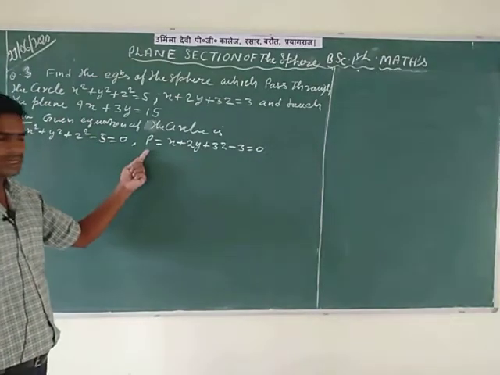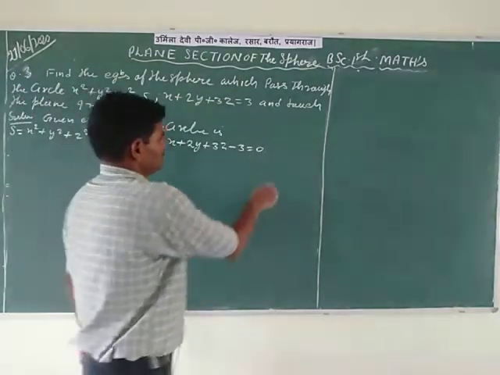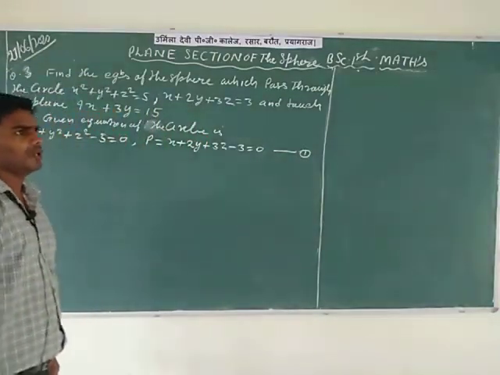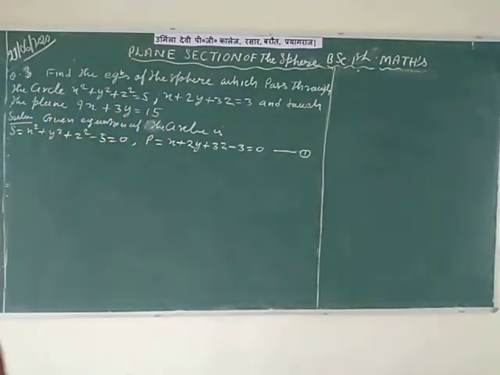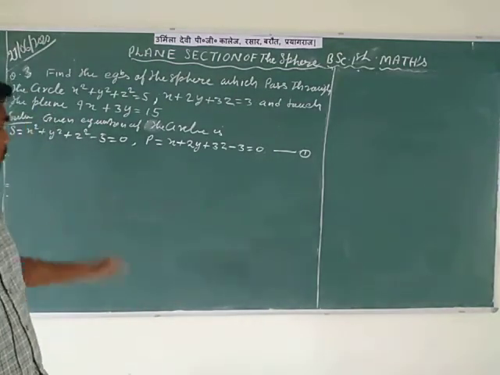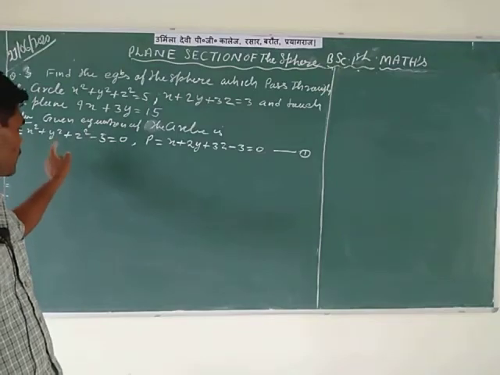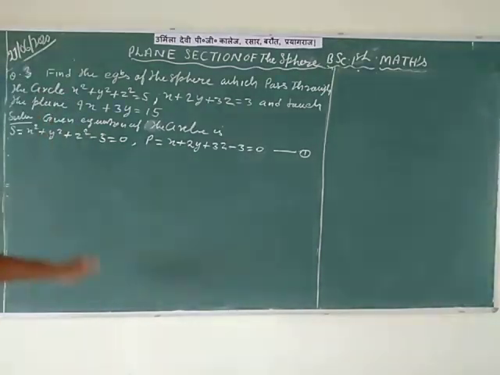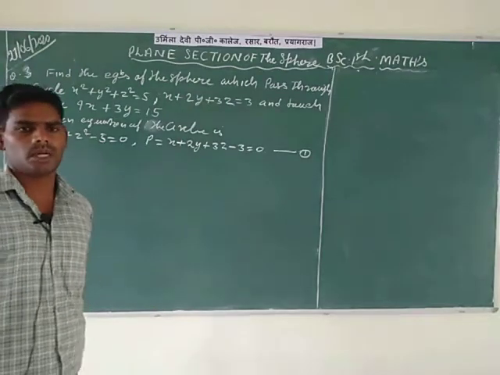S and P together are denoted by the first equation. So according to the question, equation first represents the equation of the circle, formed by intersecting the sphere with the plane x + 2y + 3z − 3 = 0. So this represents the equation of the circle.